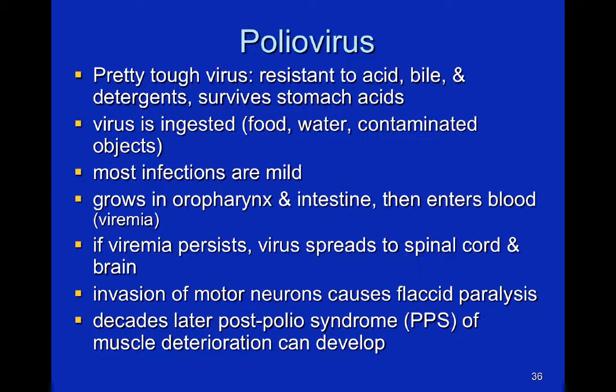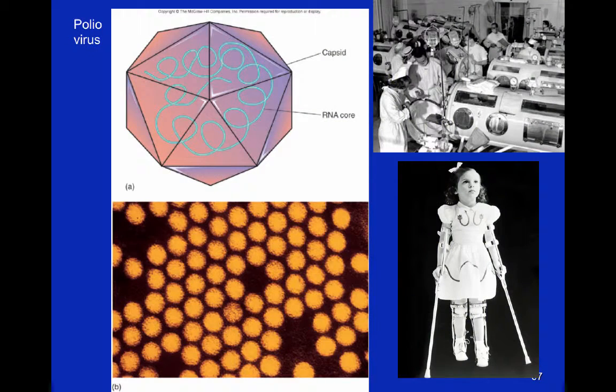Most infections are mild. So as far as the pathology, it's ingested, it will grow in the oropharynx and intestine, and then can spread to the blood. So in this case, that would result in viremia. So the blood contains a high amount of virus. It can spread to the spinal cord and brain and lead to paralysis. And there are cases of PPS, or post-polio syndrome, which can result in muscle deterioration.